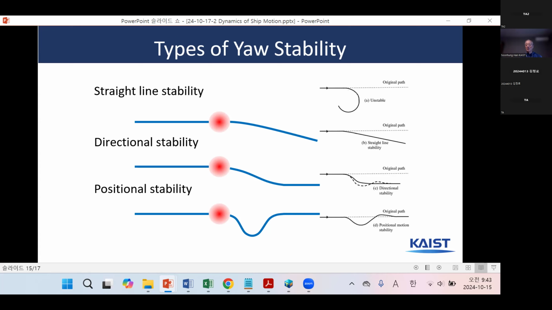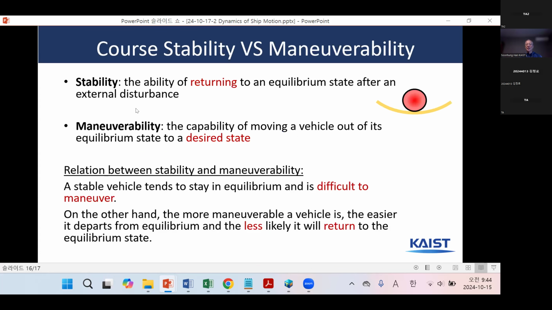trip. So these kinds of things, depending on our intention, you want to make it a static stability or dynamic stability. And also stability and maneuverability are something in opposition. Any stability looks like this shape, right? We will see in the afternoon more on this type of stability.